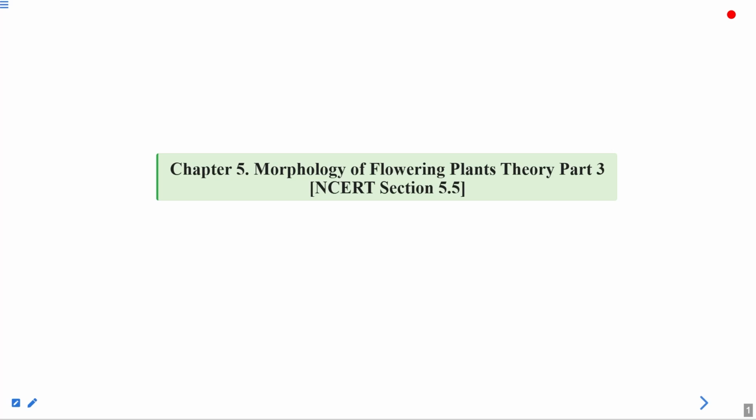Hello everyone. Welcome to the session of Morphology of Flowering Plants Theory Part 3. This is the NCERT section 5.5.